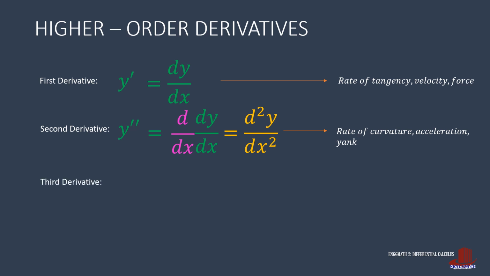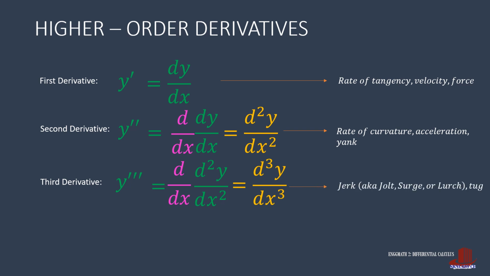Further down the line, a higher order derivative is the third, which can be termed as y triple prime. And taking it from the second derivative, we take its derivative again, resulting in the third derivative of y with respect to x. This is also called jerk or tug.